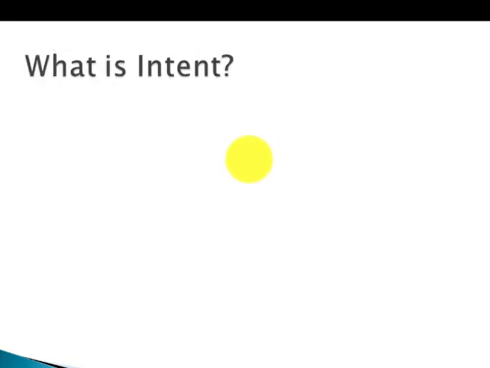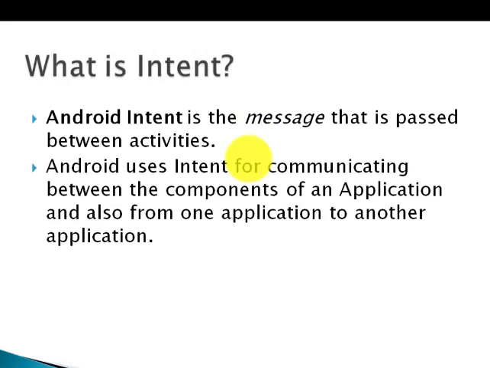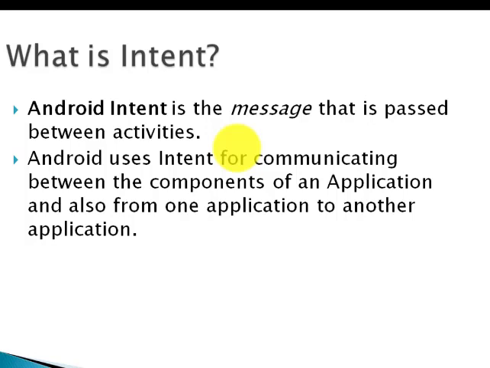Now, first we will see what is intent. In Android, intent is a message that is passed between the activities. Android application consists of multiple activities. Suppose I want to pass the message from one activity to another activity, the intent class is used. Android uses an intent for communicating between the components of an application and also from one application to another application.